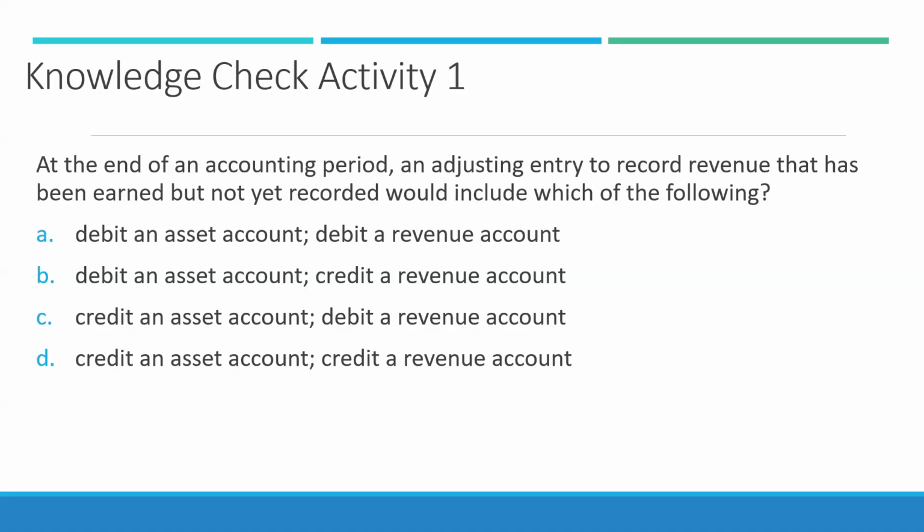Credit revenue. Perfect. Did you guys hear that? When revenue was earned, but we haven't recorded it yet, our revenue goes up, which is a credit, and our accounts receivable, which is an asset, goes up, which is a debit. Does that make sense? Isn't it so easy when you do it together?